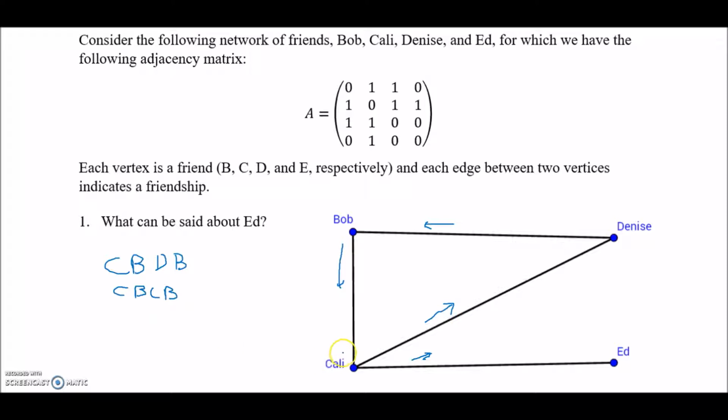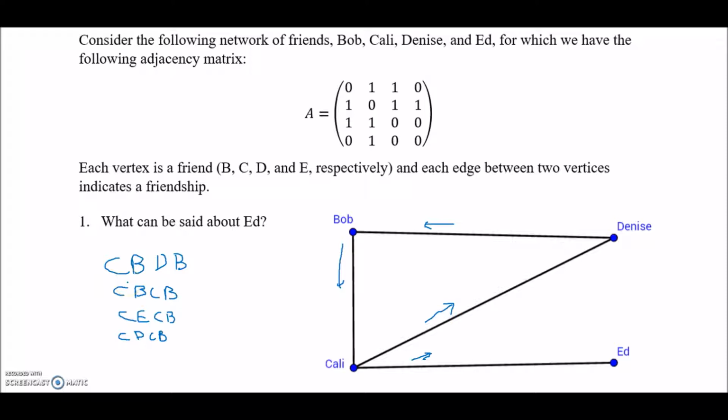And I can go Callie, Denise, let's see, Callie, Ed, Callie, Bob. That's a path of length 3. And there's going to be one more as well. Let's see, can I do Callie to Denise, Callie to Bob, Callie, Denise, Callie, Bob. So there are my 4 paths of length 3 to connect Callie and Bob as the last vertex.